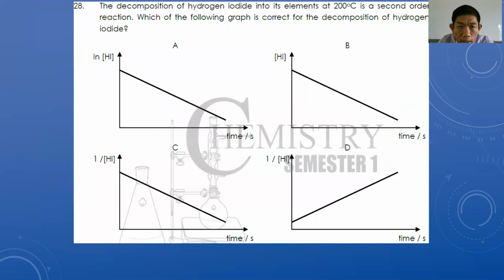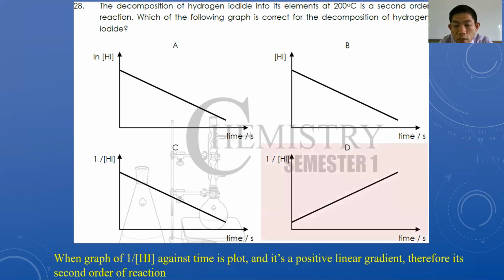Then we have 28. Decomposition of hydrogen iodide at a constant temperature of 200 degrees Celsius is a second order reaction. Which of the following graphs shows the correct decomposition of hydrogen iodide? So if you plot the graph of 1 over [HI] against time, it should be a positive gradient. So this is a very straightforward reaction. So the answer is D.